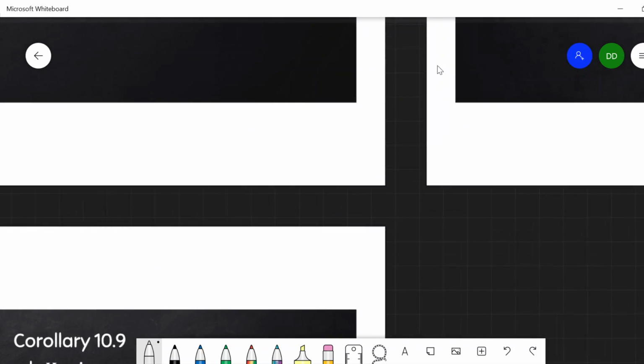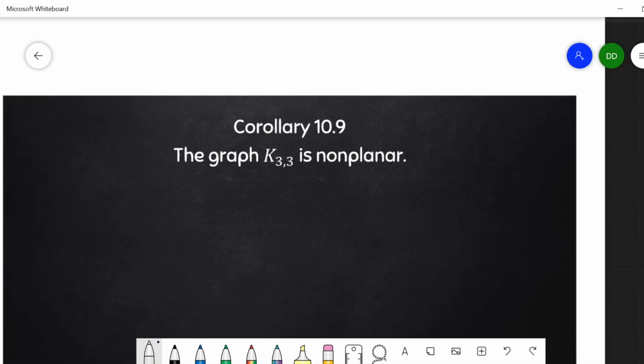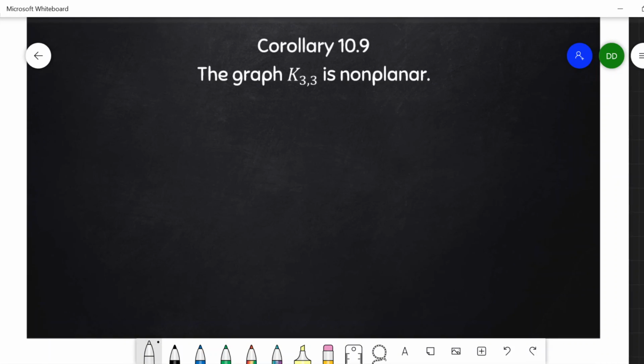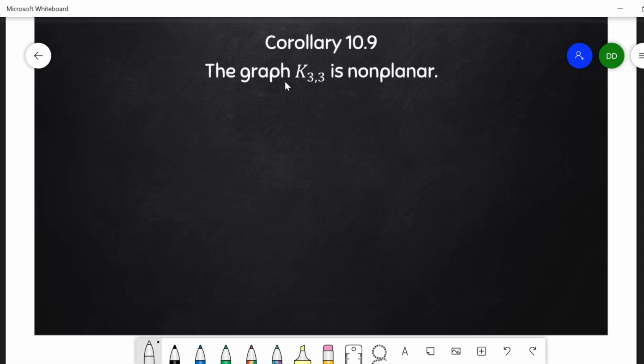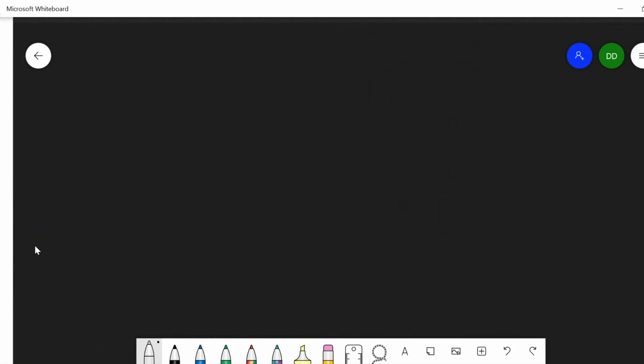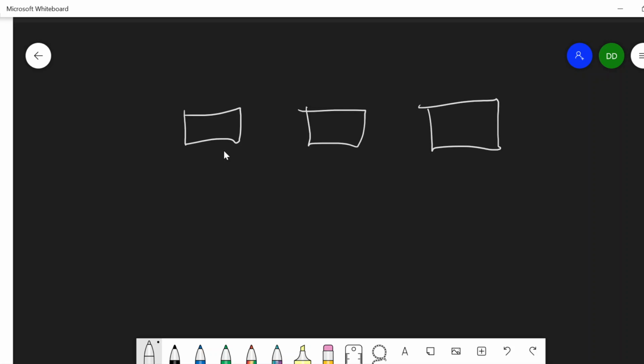K33 is another graph we'd like to look at, and there's a famous problem that goes along with K33, the houses and utilities problem. So the idea is, say we have three houses. I'm just going to draw a rectangle. House 1, house 2, and house 3, and we have 3 utilities. Utility 1, maybe this is gas, electric, and water.